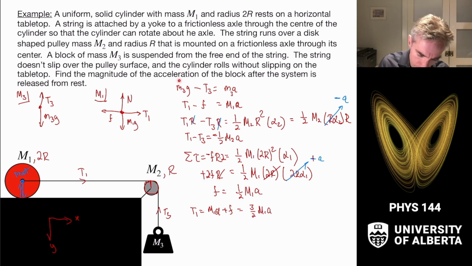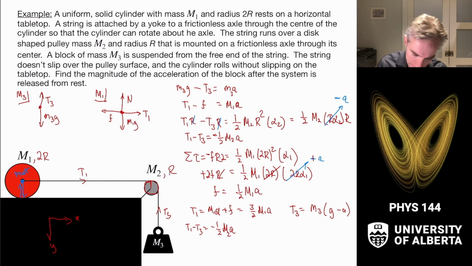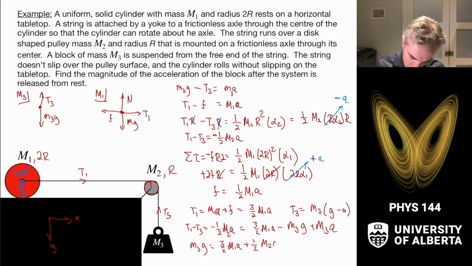Then we know that T3 is equal to m3 times g minus a. And then T1 minus T3 is equal to minus 1/2 m2a. And then we'll plug in our expressions for T1 and T3. So this is equal to 3/2 m1a minus m3g plus m3a. And then we will collect m3g over there and all the other terms on the other side of the expression. So this is 3/2 m1a plus 1/2 m2a plus m3a is equal to m3g.